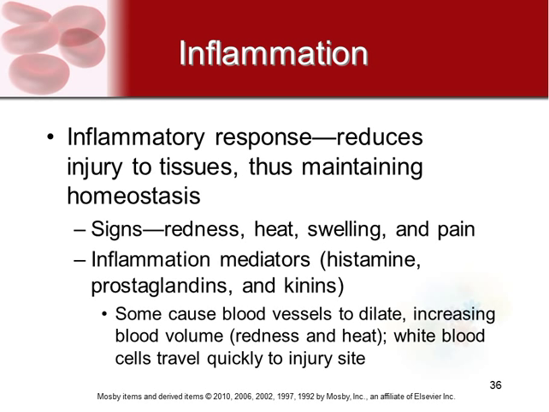And inflammation is triggered by a few mediators, things like histamine and prostaglandins and kinins and stuff like that, that get to that area and say, oh, something's wrong, and put up their red flags so that everything goes there. So it causes the blood vessels to dilate, like I said, to increase that blood flow, which is why there's redness and heat, and it's bringing the white blood cells quickly to that injured site so that it can help heal it.